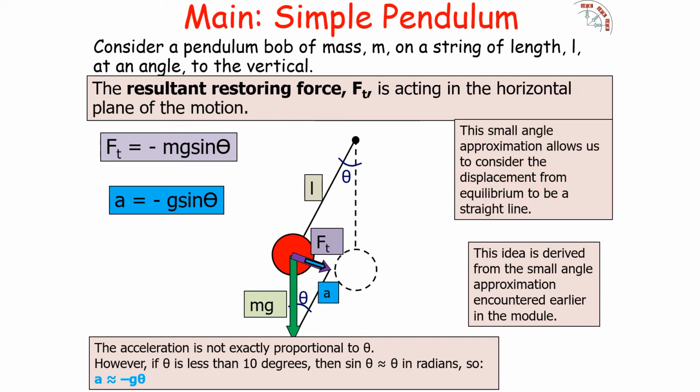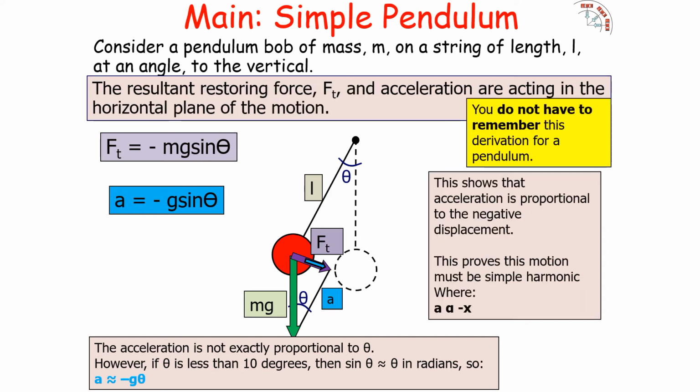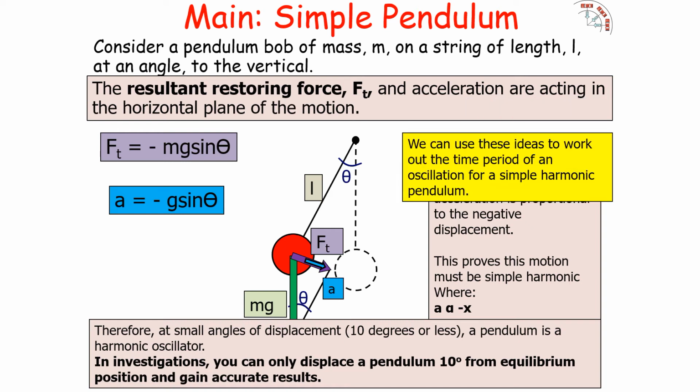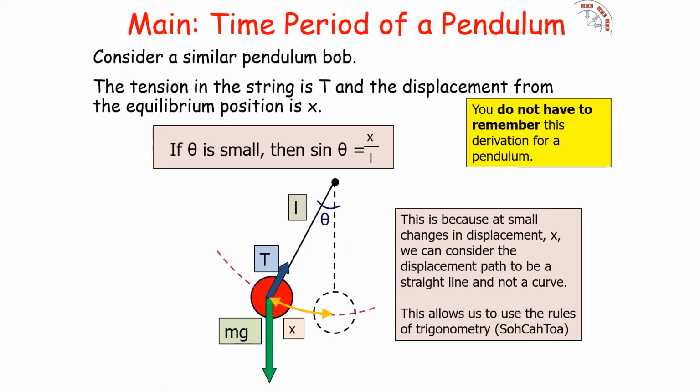So this is a very important idea, and it's, like I said before, derived from the small angle approximation, where it does prove to us that A is directly proportional to minus x. So this tells us that for investigations involving the pendulum, we can only really displace our pendulum by 10 degrees from equilibrium to gain our accurate results. Now again, we can use these ideas to work out the time period of oscillation for a simple harmonic oscillator.